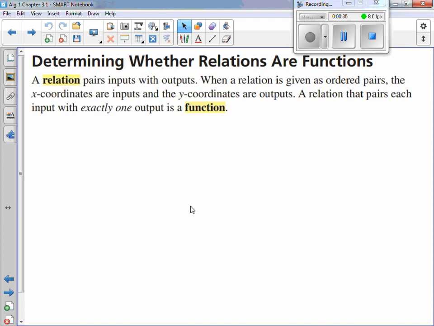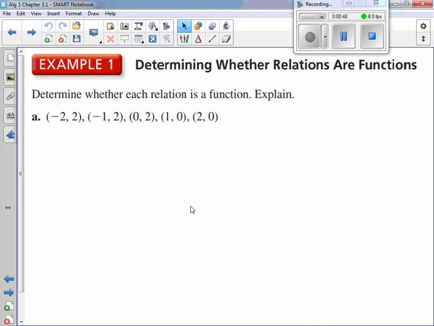Now, a relationship that pairs each input with exactly one output is a function. So each input has exactly one output, would be considered a function. So if we look at this here, we want to determine whether these ordered pairs are a function. If it's a function, for each input, we have exactly one output.